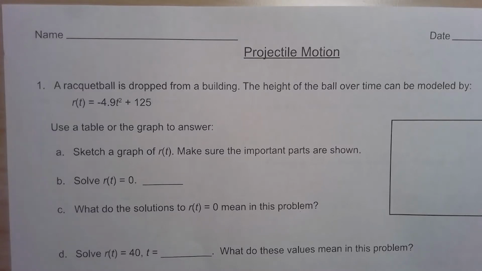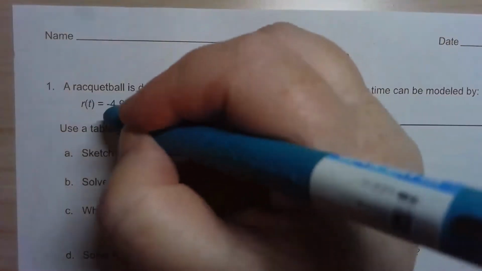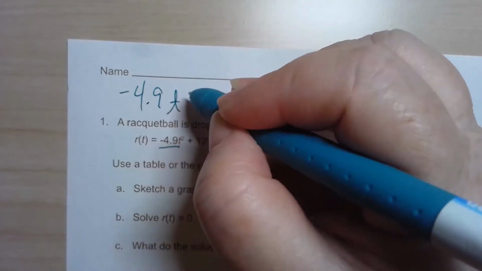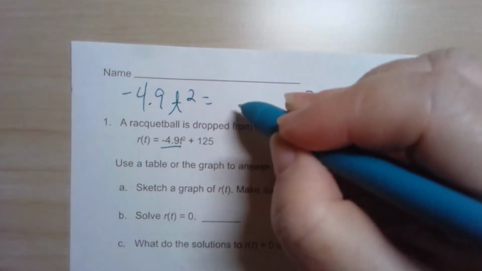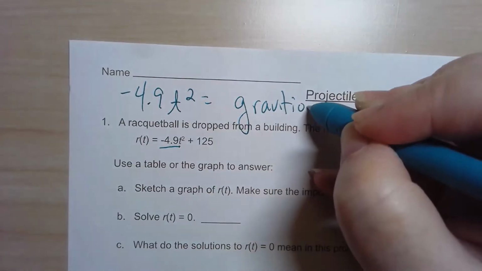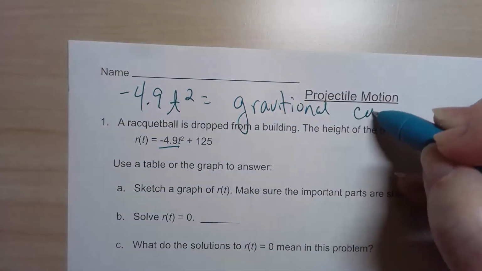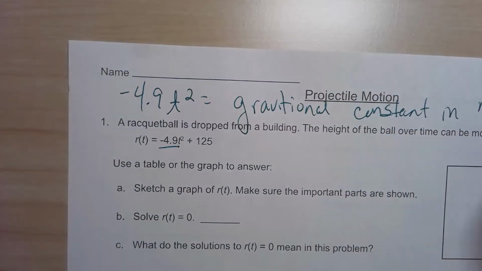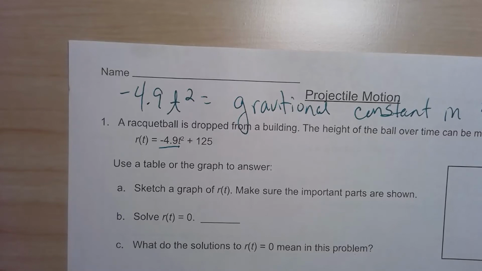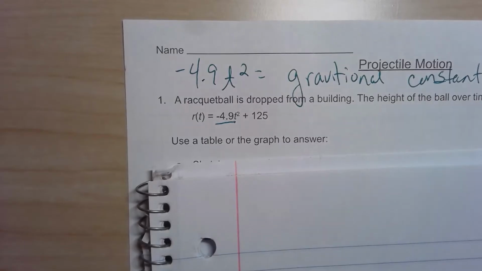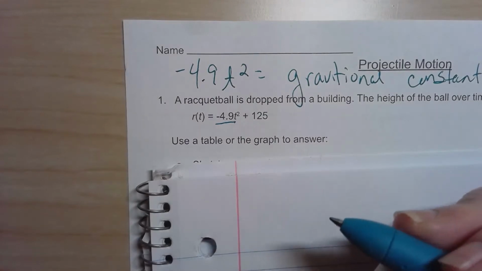Today we're going to work on projectile motion. We've got a racquetball that is dropped from a building, and every one of these will have a negative 4.9 t squared. Negative 4.9 t squared means that it is the gravitational constant in meters. That's going to be important. So negative 4.9 means that it is falling at negative 4.9 meters per second squared.